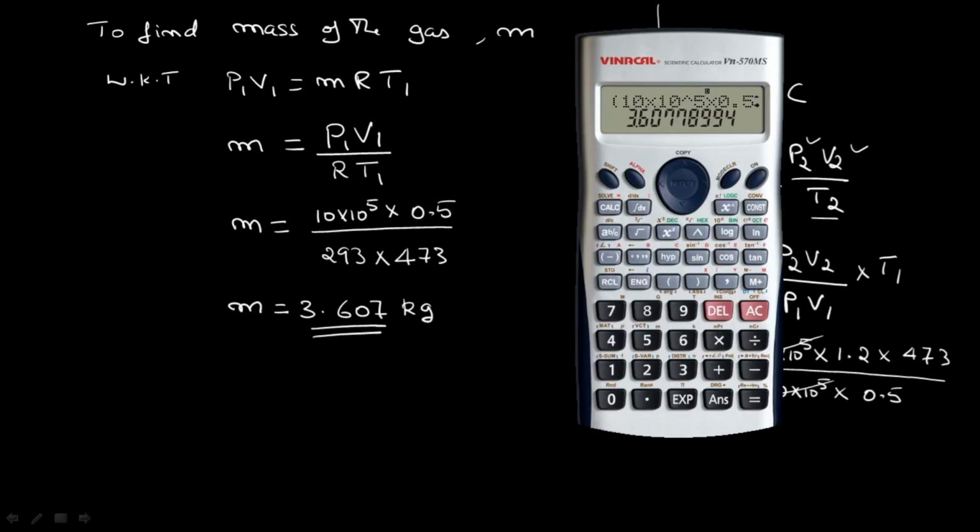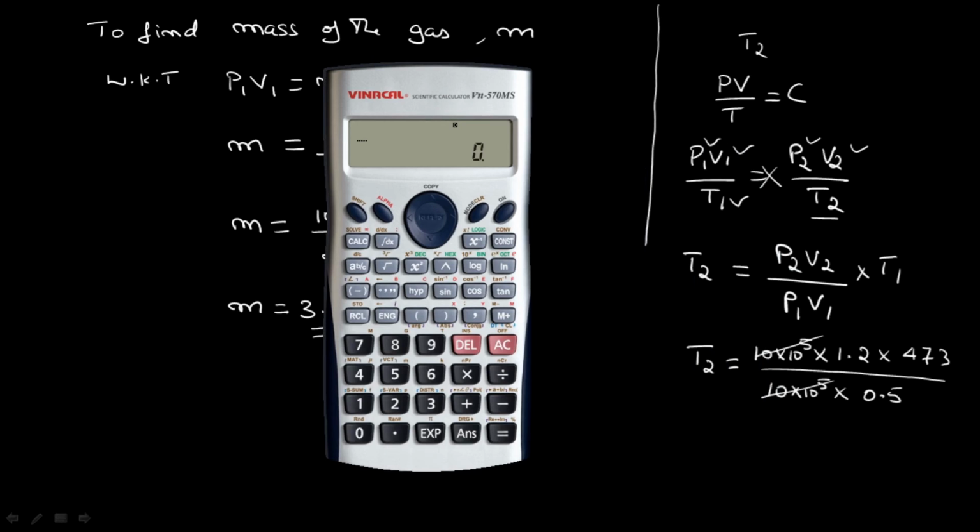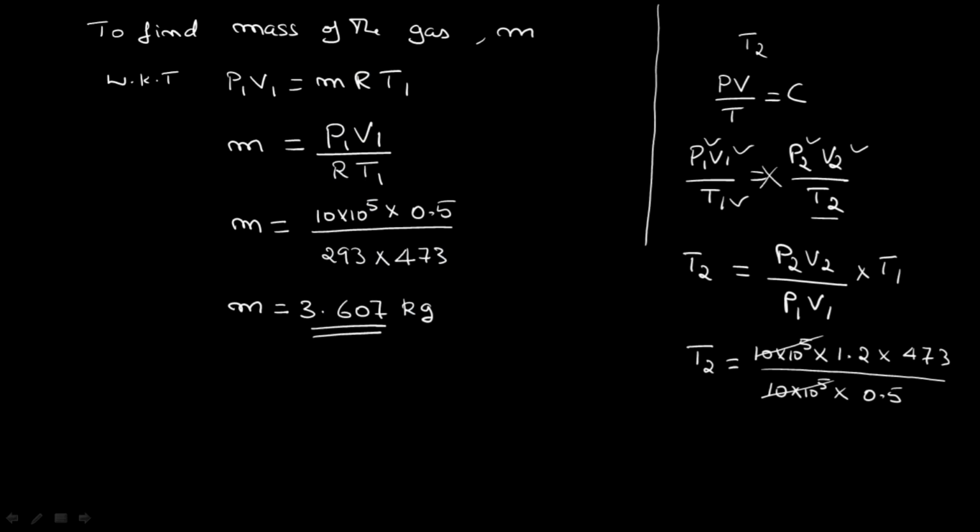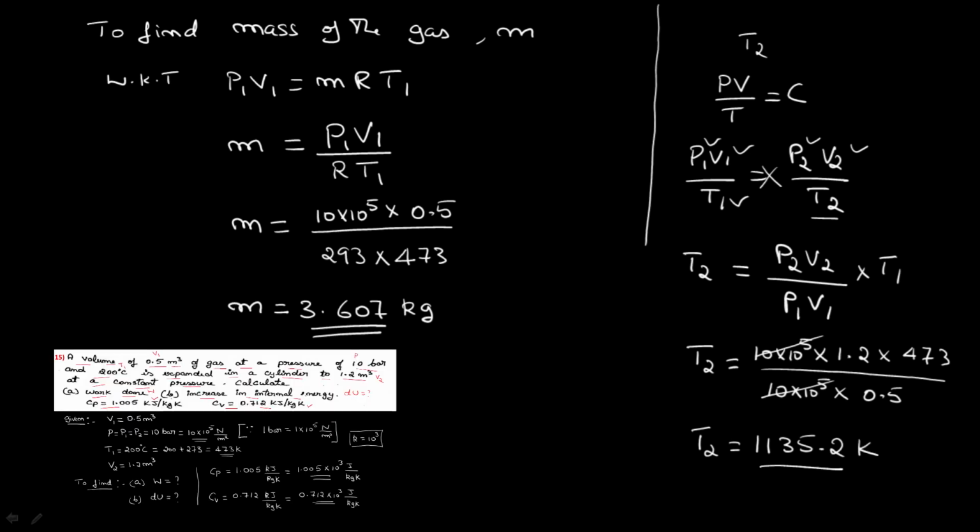Let me calculate this value. 1.2 multiplied by 473 divided by 0.5. I'll be getting the value as 1135.2, that is in terms of Kelvin. Let me write down the answer. T2 equals 1135.2 Kelvin. Now I know all the values. I can find the change in internal energy. That is the second thing.